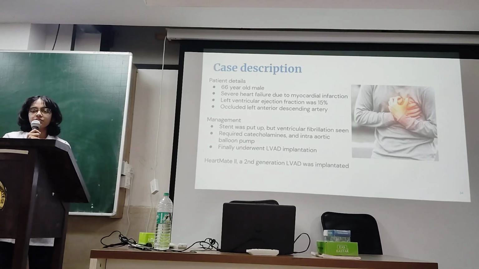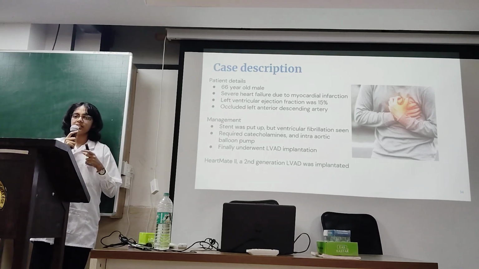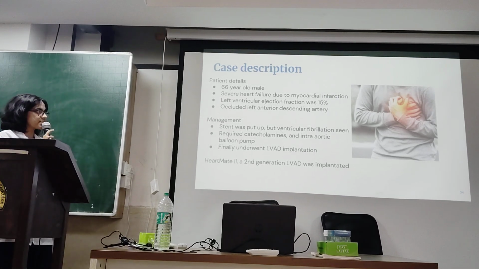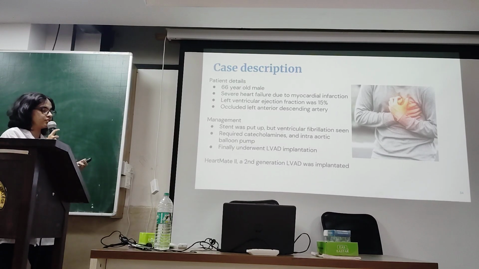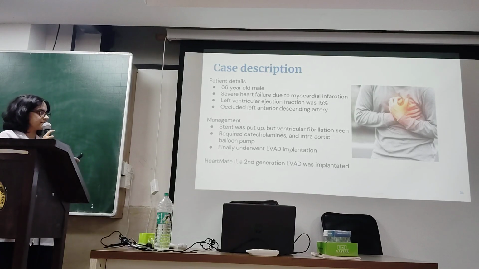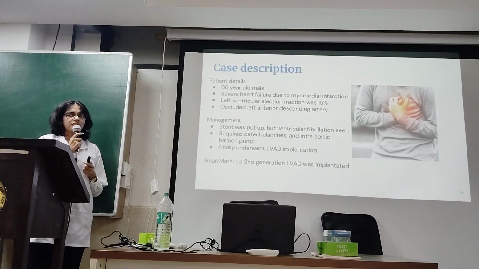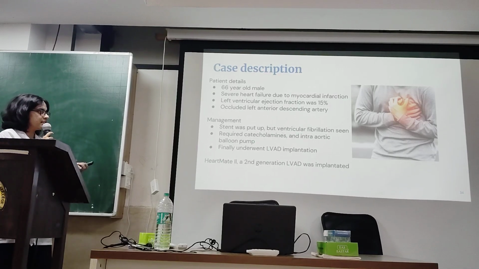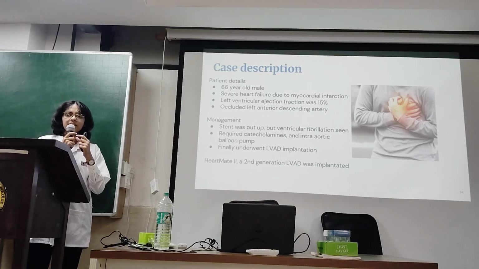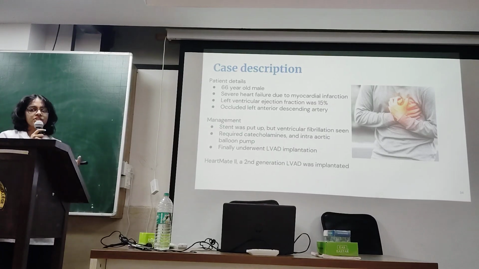We'll talk about a case where a patient survived on a ventricular assist device for 10 years. This patient was a 66-year-old male who had severe heart failure due to myocardial infarction. The left ventricular ejection fraction was 15% and there was an occluded left anterior descending artery. They first put in a stent, which is basically a mesh that holds the artery open. But ventricular fibrillation was seen.